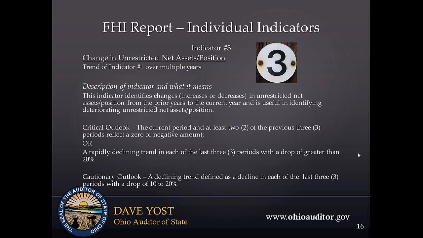The first is if the current period and at least two of the previous 3 periods reflect a 0 or negative amount, or if there's a rapidly declining trend in each of the last 3 periods with a drop of greater than 20%. For a cautionary outlook, there's a declining trend identified as a decline in each of the last 3 periods with a drop between 10 and 20%.